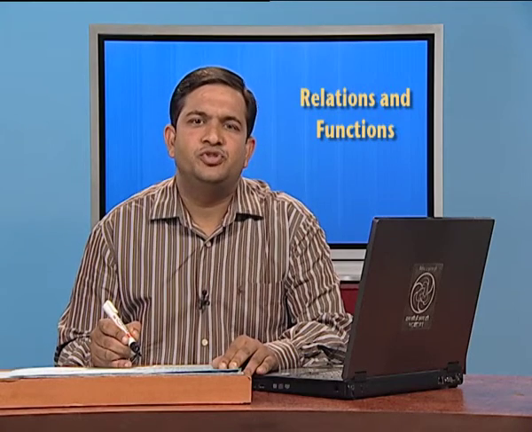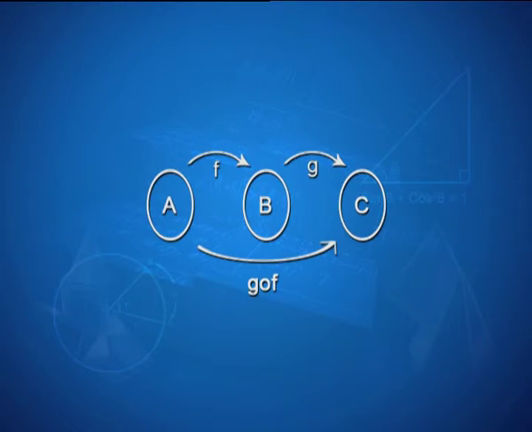Next is composition of function. Let f be a function from A to B, g be a function from B to C. This implies g naught f is a composition from A to C such that g naught f of x equal to g of f(x) for all x belonging to A. Composition of two functions g naught f is defined if range of f is a subset of domain of g.